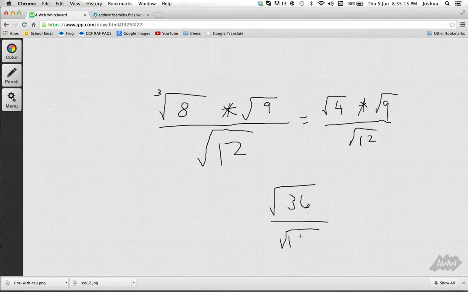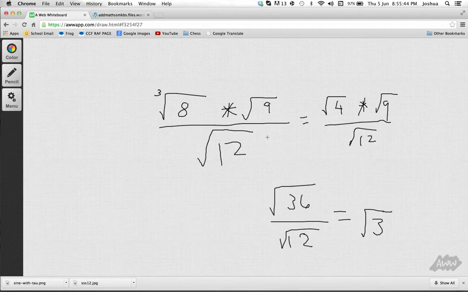And you'll find that 12 goes into 36 3 times, but the answer is going to be root 3, because if you multiplied root 3 by root 12, you will get root 36. If you were to actually multiply 3 by root 12, you would get 108, because 3 is also root 9, and 9 times 12 is that.